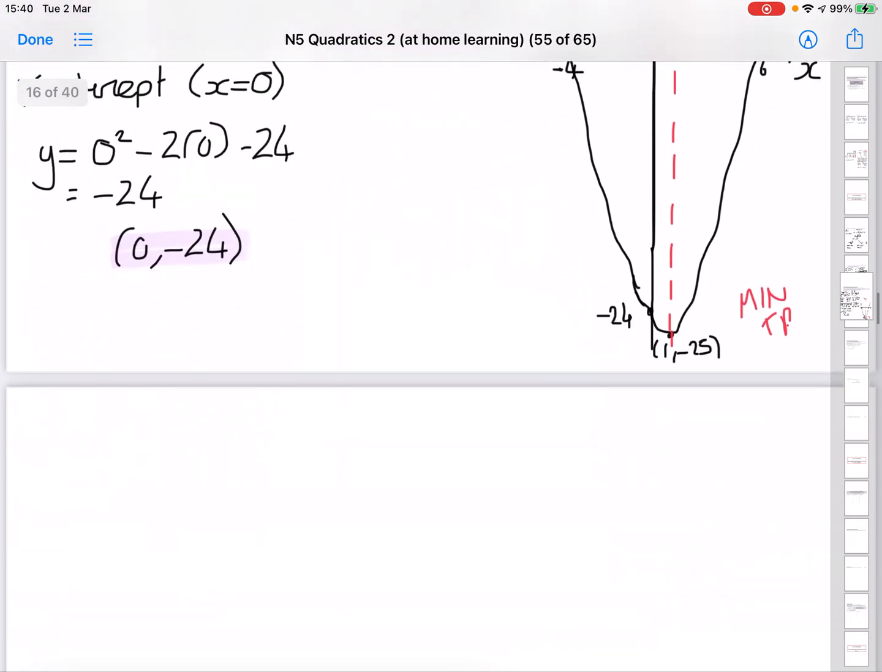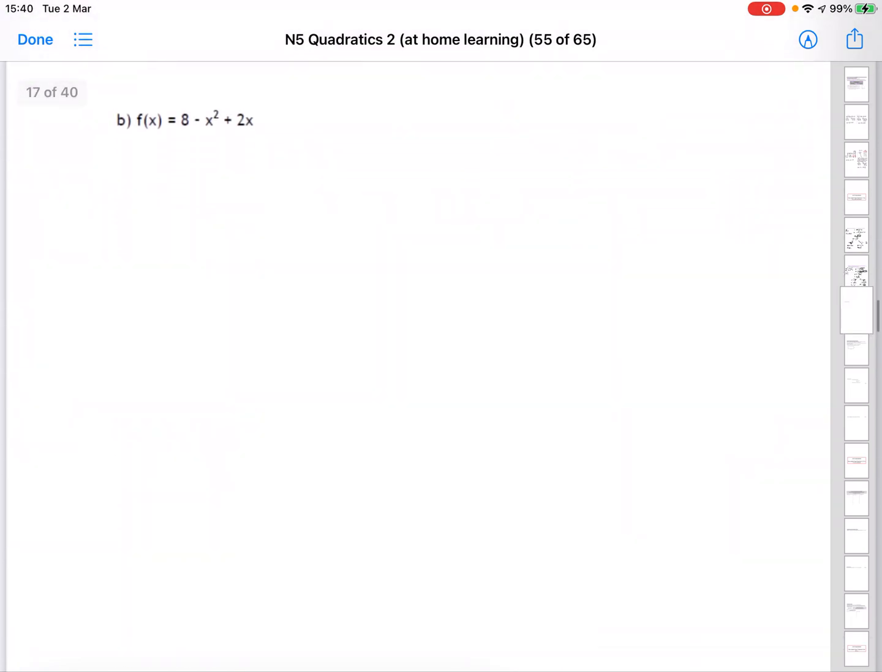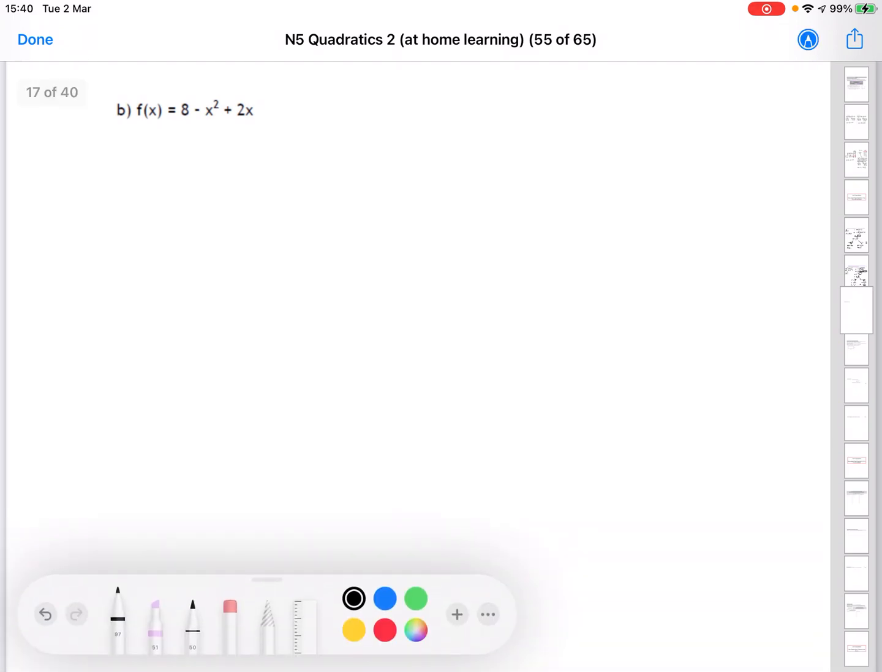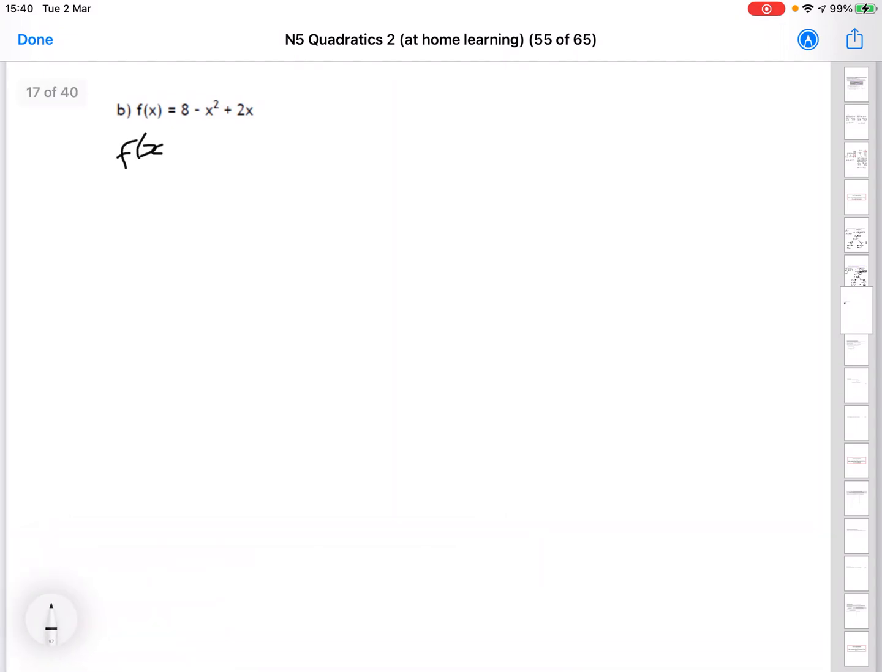Okay, let's do a second one of these. So the second one is f of x equals 8 minus x squared plus 2x. So the first thing to notice is that quadratic equation is not laid out in the right order. So we just want to do a wee bit of rearranging first of all. So I'm going to put the minus x squared along at the end. So I've got 8 plus 2x minus x squared.